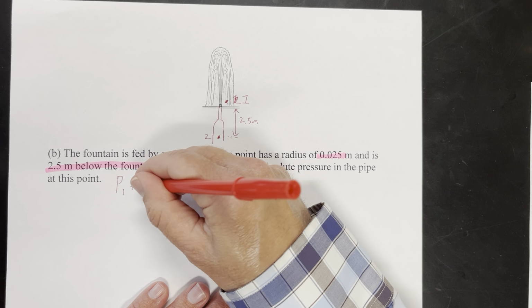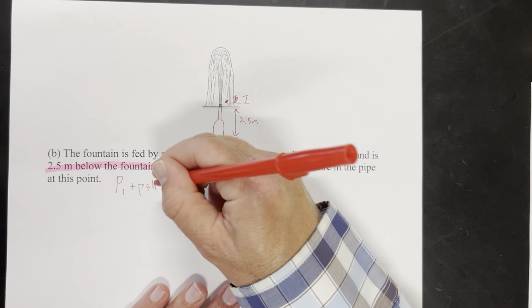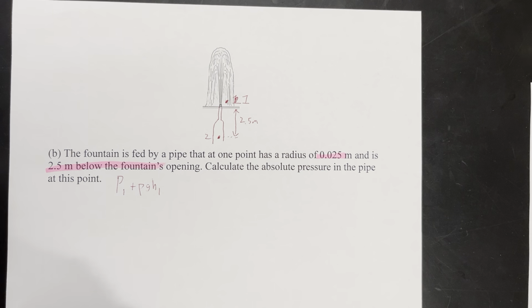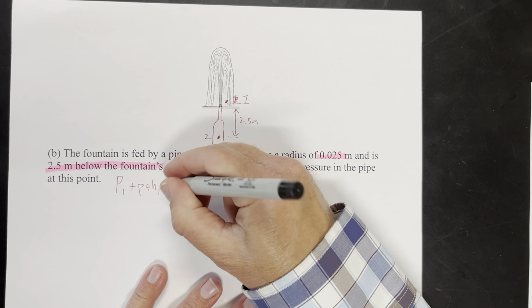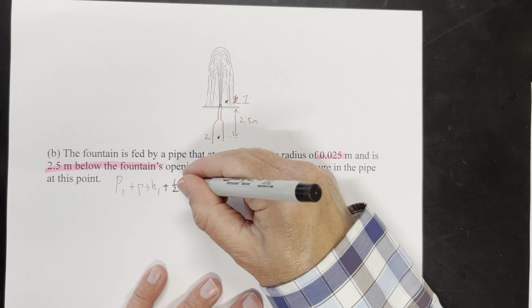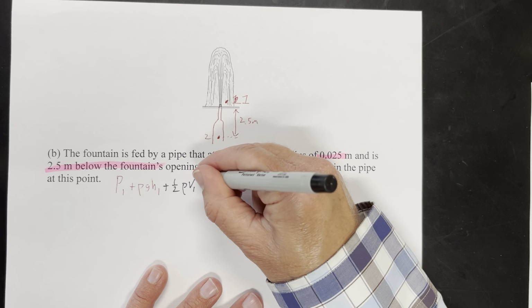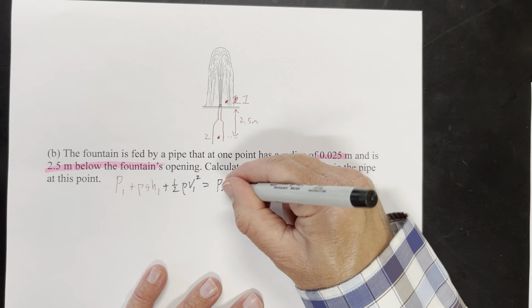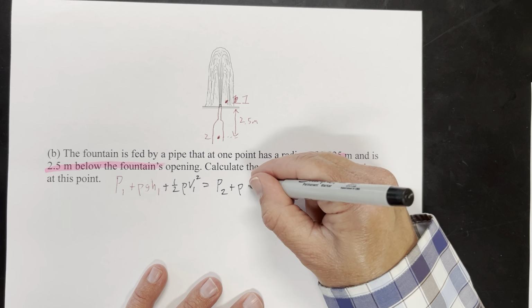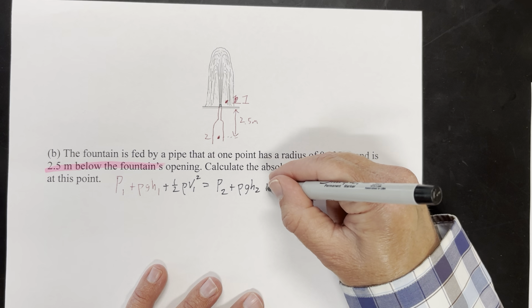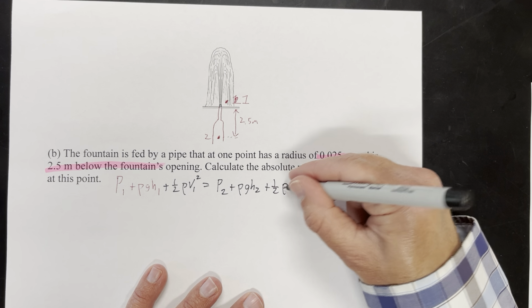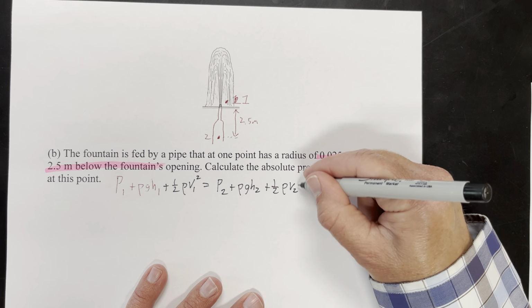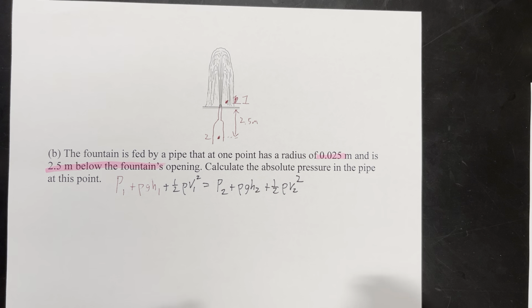Pressure at point 1 plus the density times gravity times the height at point 1. Let me switch pens here. This red one's dying on me. Plus 1/2 times density times the velocity at point 1 squared is equal to the pressure at point 2 plus the density times gravity times the height at point 2 plus 1/2 times density times the velocity at point 2 squared. All of that.